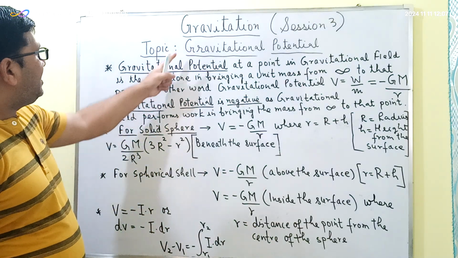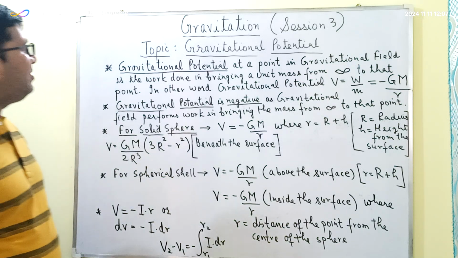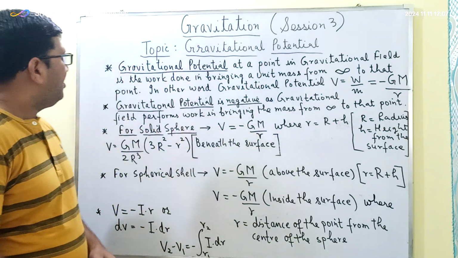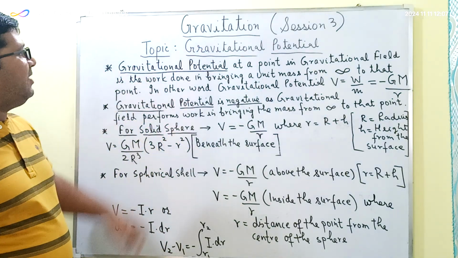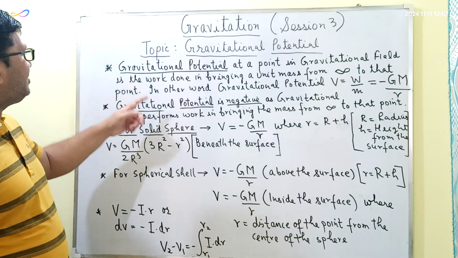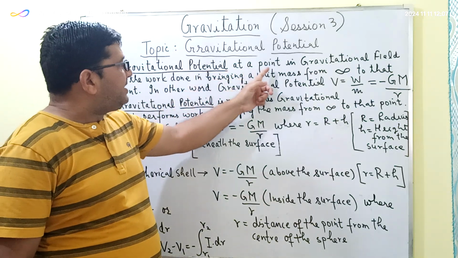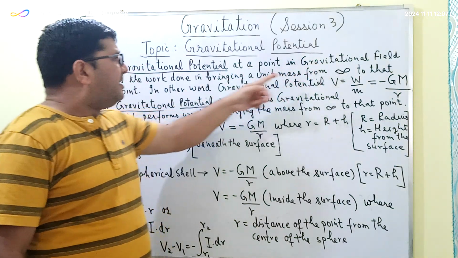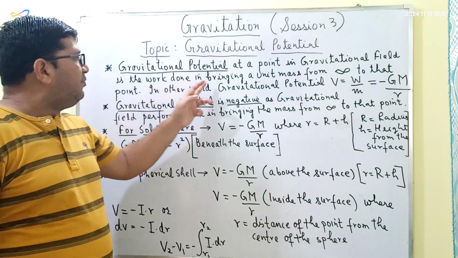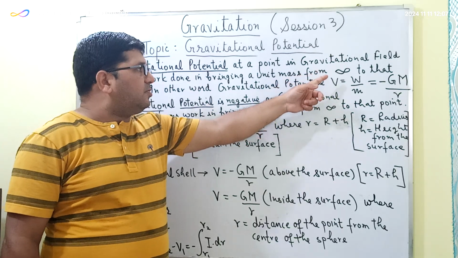With regards to this topic, I have written here 5 important points which will help us understand gravitational potential. The first point is the definition of the gravitational potential. The gravitational potential at a point in the gravitational field of an object is equal to the work done in bringing a unit mass from infinity to that point.